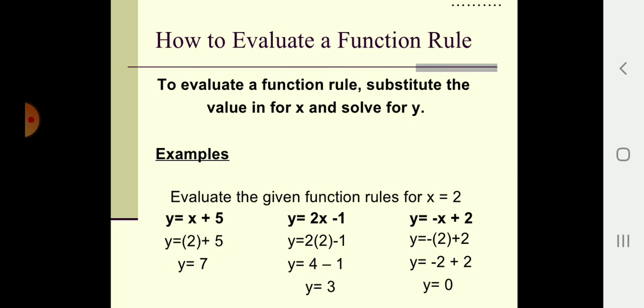So 2 times 2 plus 5 equals 7, so y equals 7. Then x equals negative 1, so y equals 4 times negative 1 equals 3. So for y equals negative x plus 2, y equals negative 2 plus 2 equals 0.